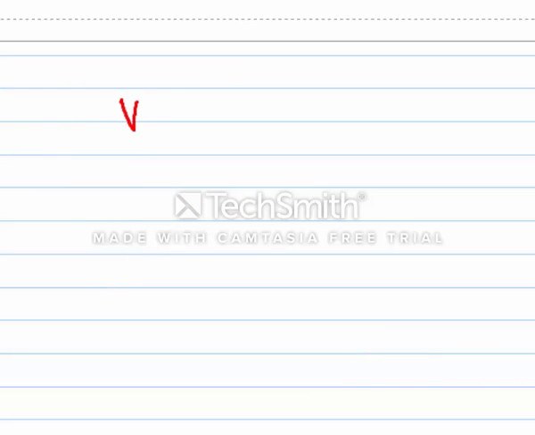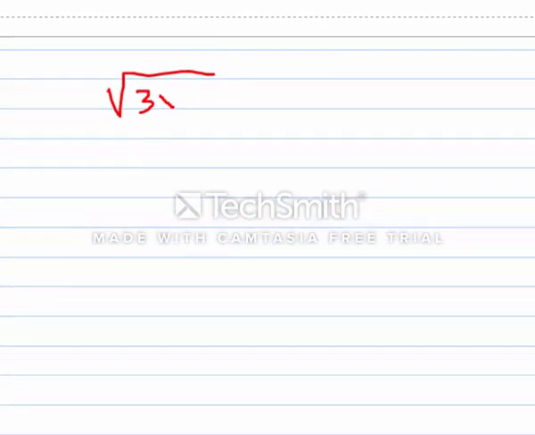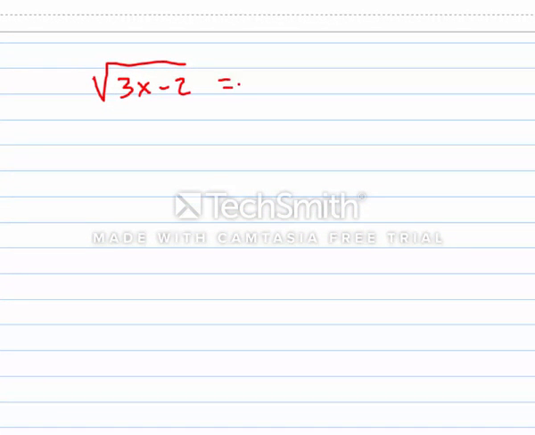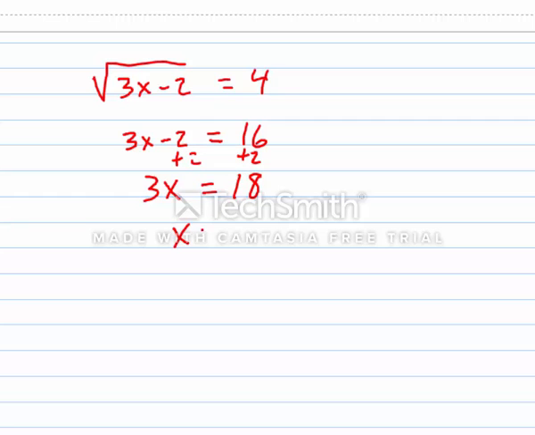Say we have the square root of 3x minus 2 is equal to 4. How do we solve that? Again, we square both sides. And this time we get 3x minus 2 is equal to 16. Adding 2 to both sides, we get 18. And we get 3x equals 18, so dividing by 3, x is equal to 18 divided by 3, which is 6.